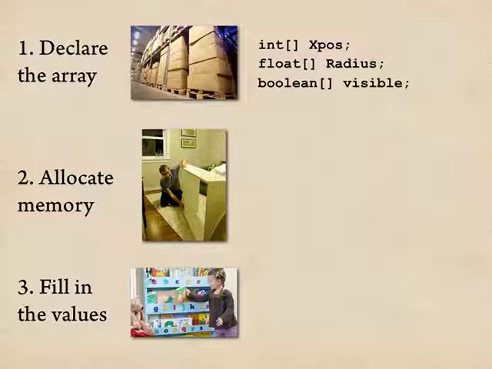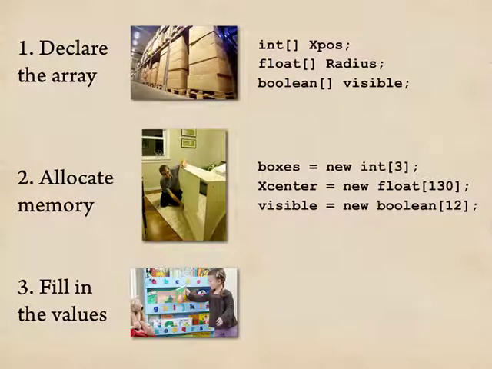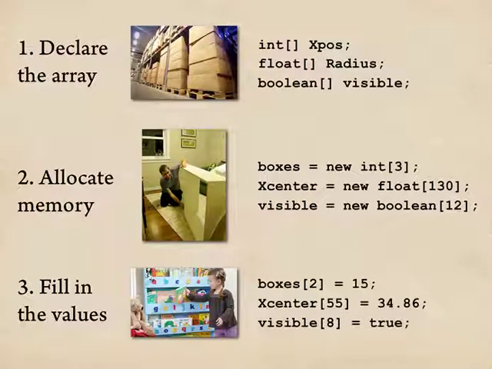Once you've declared an array, you then have to allocate the memory for it. This is an extra step you don't have to take for a simple variable like a float or an int. But because we're creating lists, we have to take this extra step where we tell Processing to actually create enough memory to hold a certain number of elements for the list. In this case, 3 or 130 or 12 elements. We only have to do this once per array. Once that's been done, we can then start filling in the values by referring to the individual entries of the array.